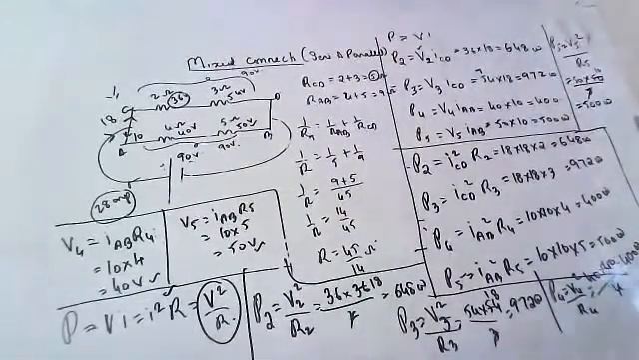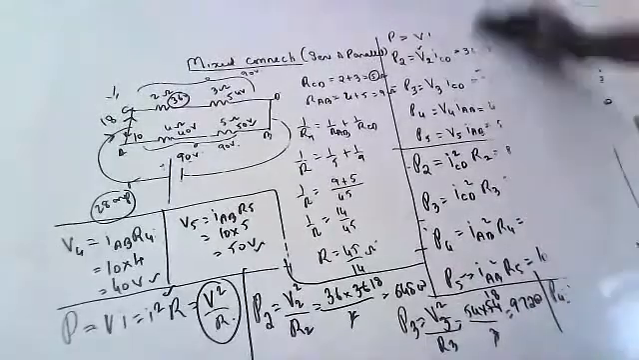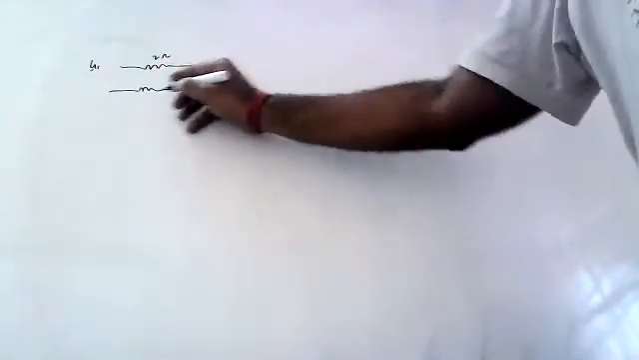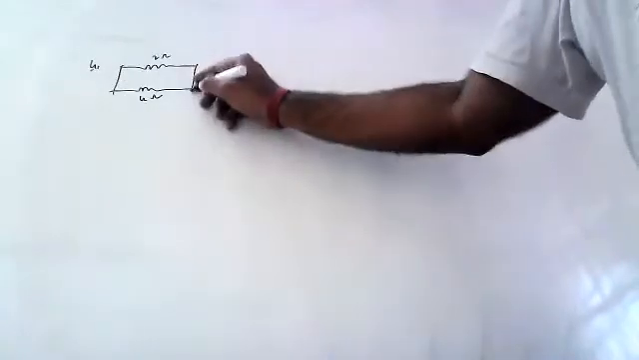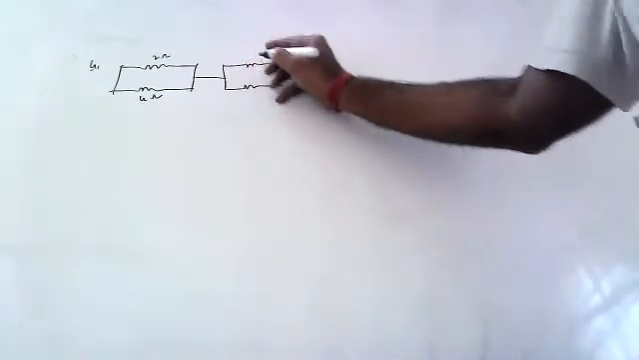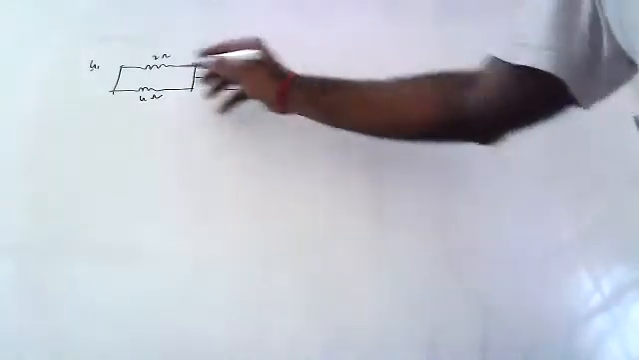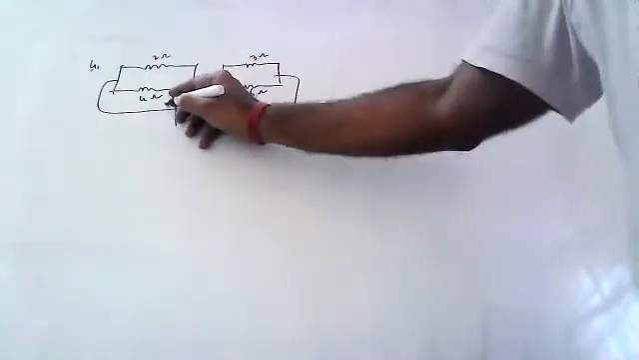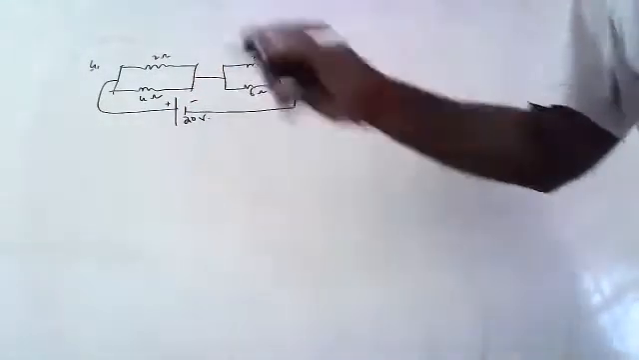Please go to the fourth question in the description. The link I have given. Go to the fourth question, children. 2 ohm, 4 ohm. Again, 3 ohm, 6 ohm. They all are connected to 20 volts. Same questions, children. Again, everything we have to find out.